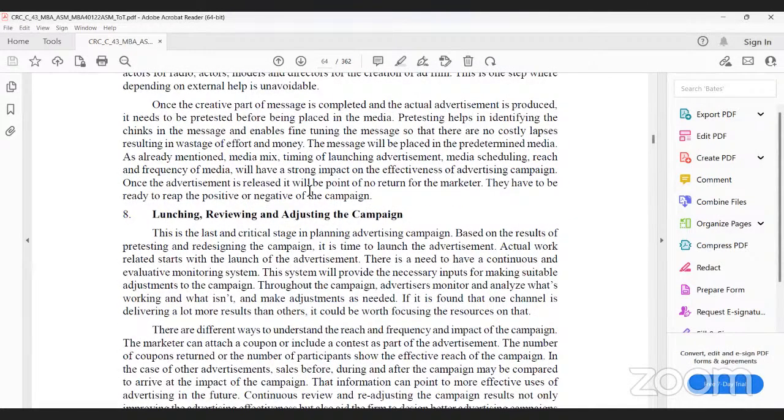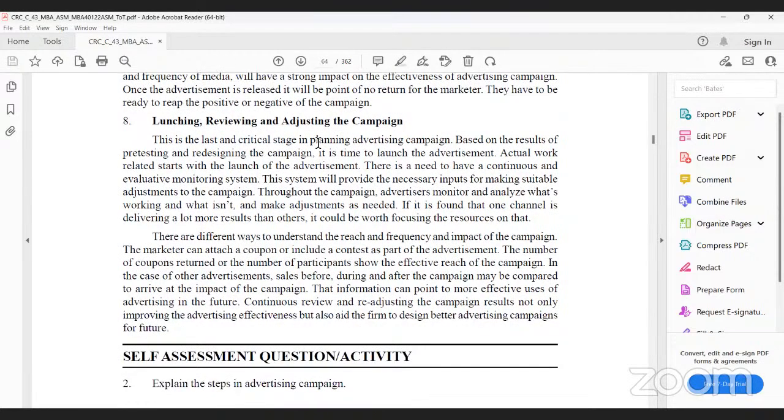Launching and reviewing the advertising campaign. This is the last and critical stage of planning an advertising campaign, based on the result of pre-testing and redesigning the campaign. It is the time to launch the advertisement. So the actual work starts with the launching of a new advertisement. There is a need to give a continuous evaluative monitoring system. This system will provide the necessary input for making suitable adjustments to the campaign. There are different ways to understand the reach, frequency and impact of the campaign.